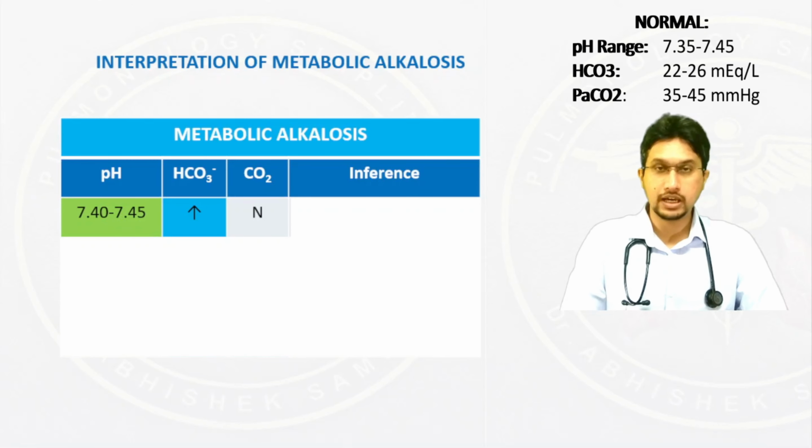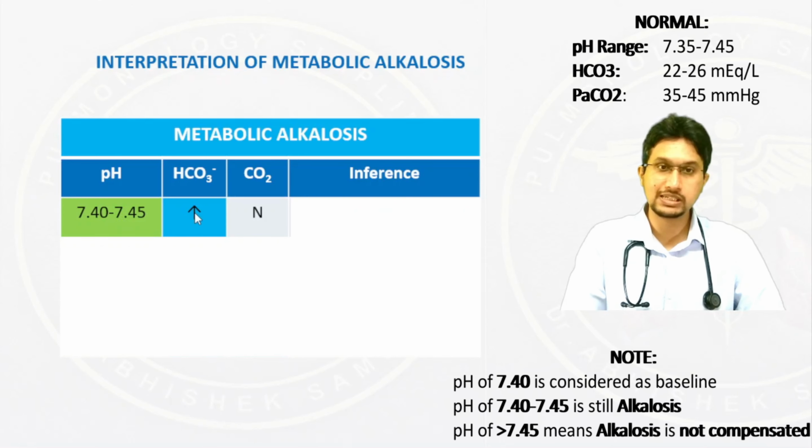So this is the first scenario. In this particular scenario, the pH is within the normal limit, within 7.4 to 7.45. But as we see here, the bicarbonate is elevated, whereas the carbon dioxide is normal. What this signifies is that this is an acute event, because the pH is still within the normal range and the carbon dioxide has not yet responded. This implies it is an acute event and that compensation has not yet begun.